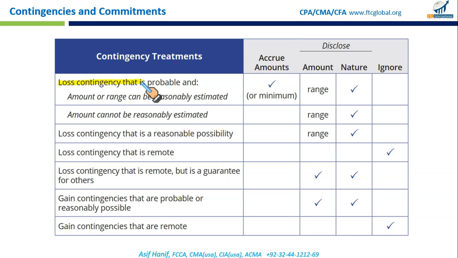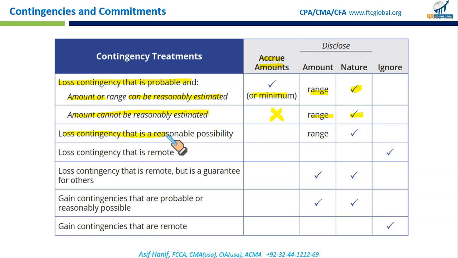Loss contingency that is probable and the amount or range can be reasonably estimated. That's the key point. That's where you're going to accrue it as a loss and book it as a liability. So in this case, if a range is available, take the minimum, right? And you need to disclose the nature. Amount cannot be reasonably estimated. We are not going to accrue it in the books of accounts, right? And we may disclose it in the notes to accounts, the nature and the range available.